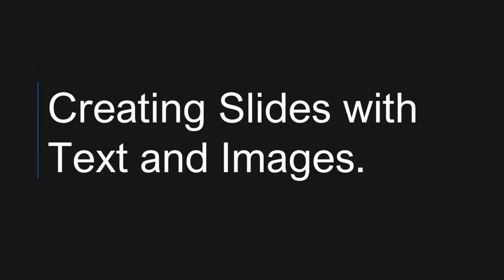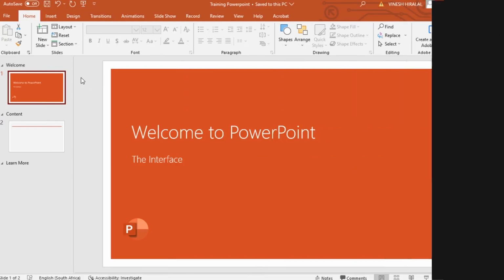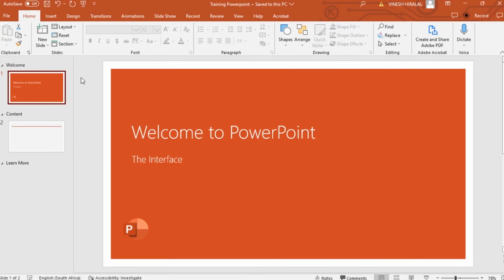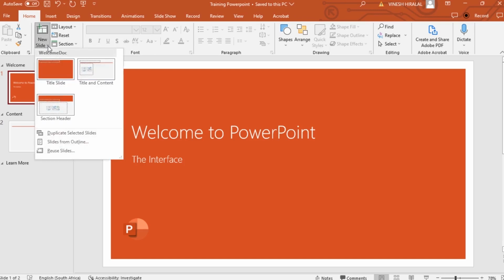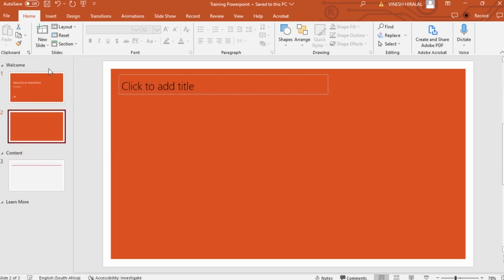Creating slides with text and images. In this section, we will go over the basic steps of creating a slide with both text and images. Step 1. Creating a slide. To create a slide, click on the New Slide button in the toolbar. You can also use the keyboard shortcut Ctrl+M to create a new slide.